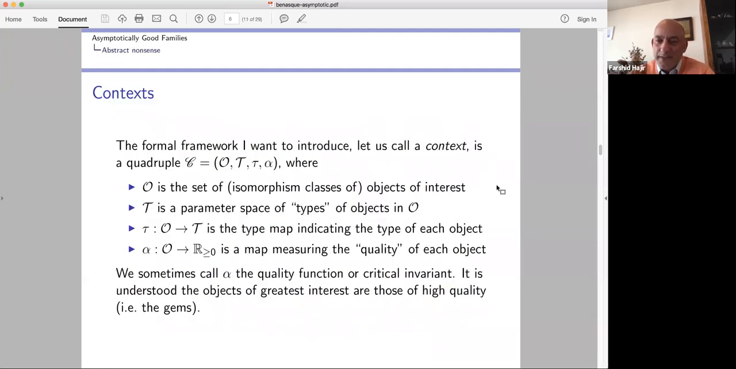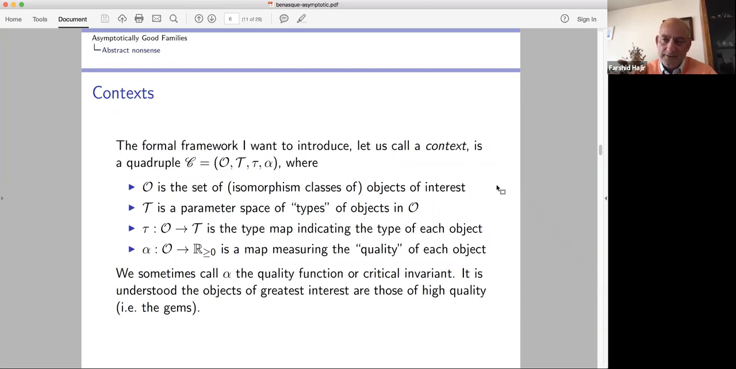So let me introduce this abstract nonsense, just a formality that I don't think is very useful, but it's a way to unify multiple different situations. So let's say that a context is a quadruple where O is a set of objects or isomorphism classes of objects, T is a parameter space of types of objects, and tau is a function from objects to types. It just says what the type of the object is.